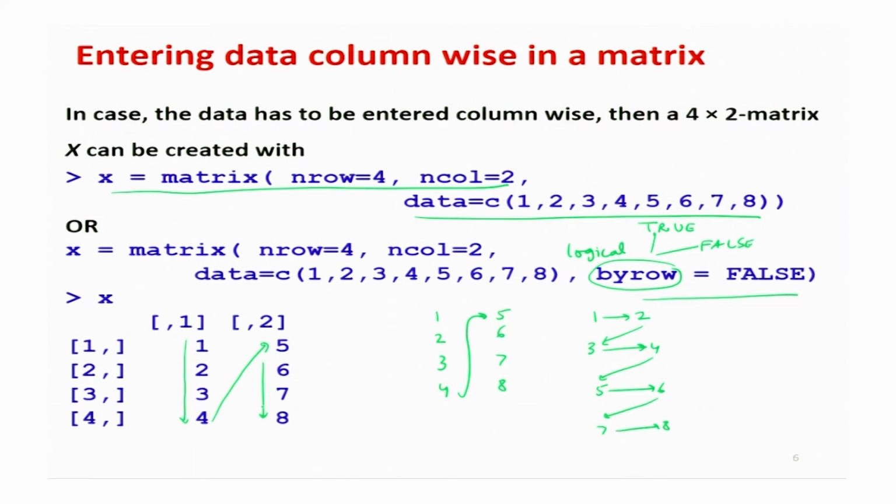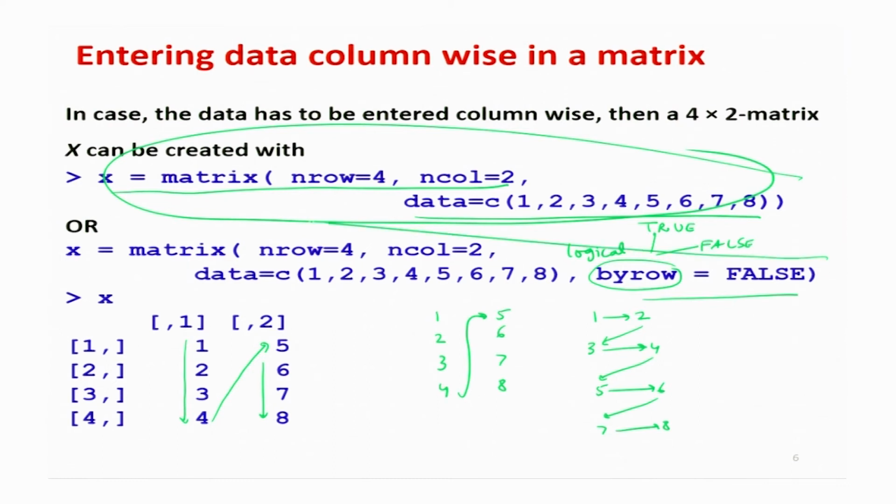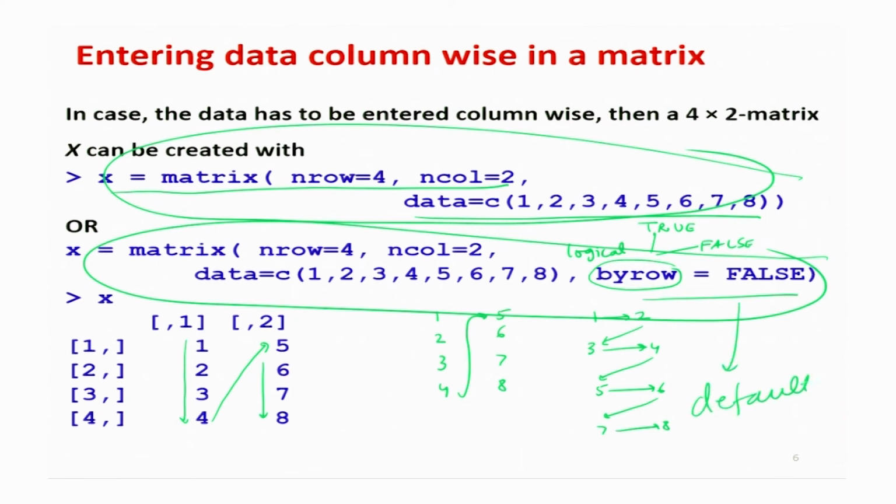But what does this mean? If you compare the command which is not using by row and the second command which is using by row, whether you use by row or not, it is giving you the same outcome. This means when you are not using the option of by row, the matrix command assumes by row equal to false as default. Either you give it or not, it will always assume that by row is equal to false.